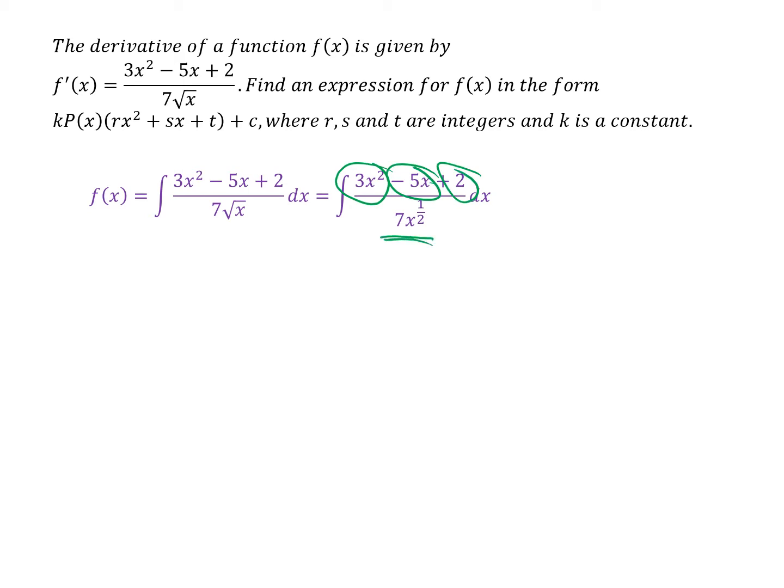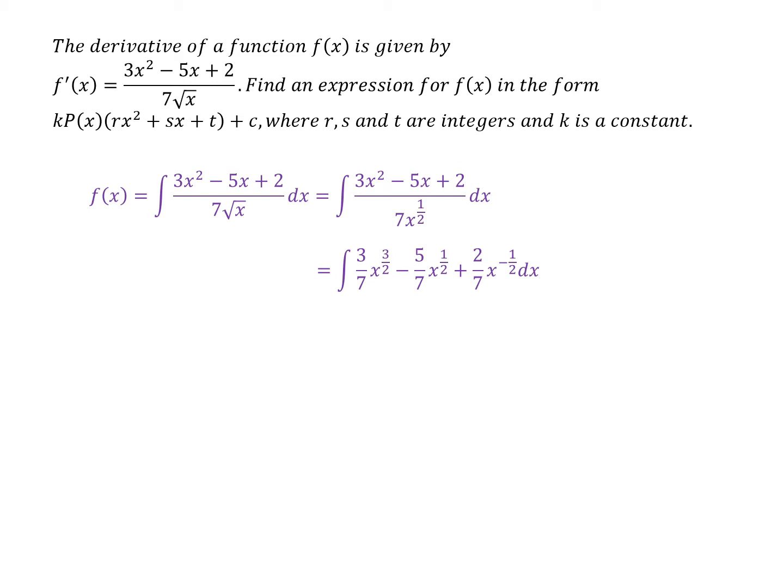So the first one is going to be 3/7 x to the power 2 minus x, x squared divided by x to the half is x to the 3/2. And then the second one is minus 5/7 x to the half, and then 2/7 x to the minus a half. So that's what I need to integrate now.